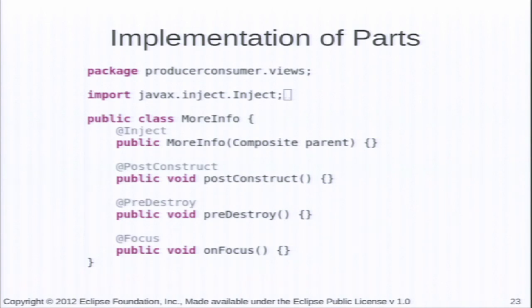But there's no explicit contract in terms of implementing specific interfaces or naming conventions or anything along those lines. It's all done through annotations. So I have the More Info constructor, and I'm telling it that I'm going to do an inject onto that. So this is the dependency injection kicking in and saying, when I create an instance of this thing, I need to give it a composite. I need to give it a parent, something to actually draw itself on or render itself on. And I'll show you how it gets that in a minute.